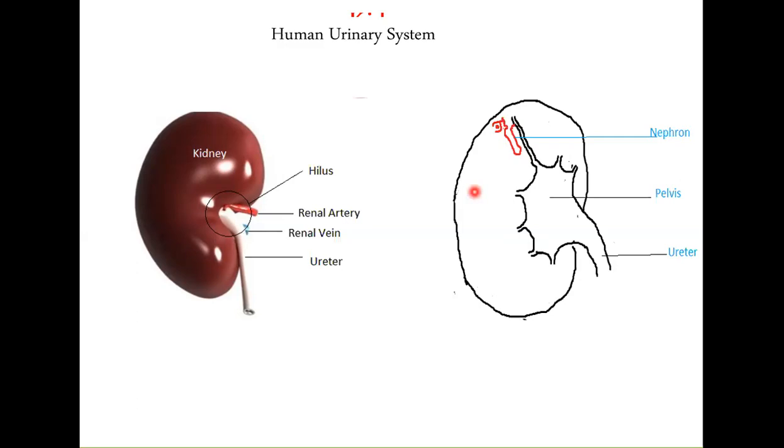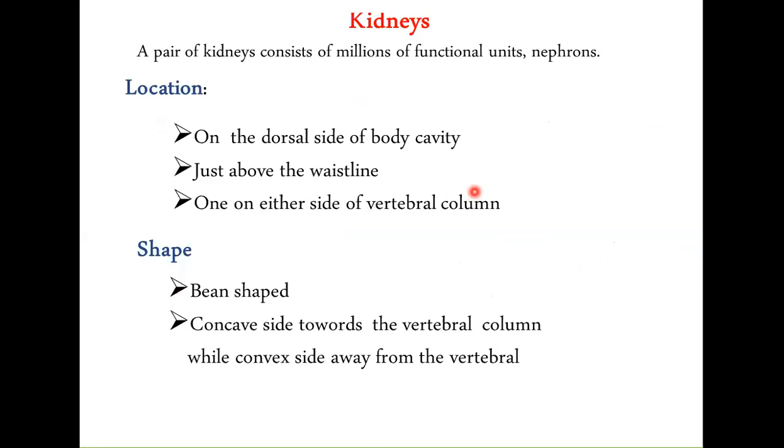Then, what is the location of kidney? Location of kidneys in the human. In human being, kidneys are present on the dorsal side of the body cavity, just above the waistline.